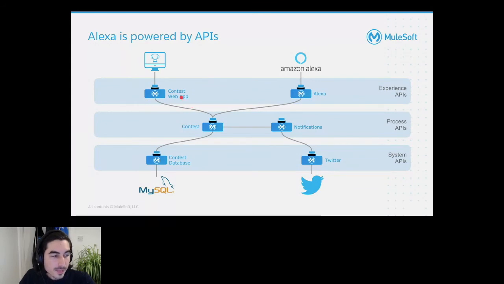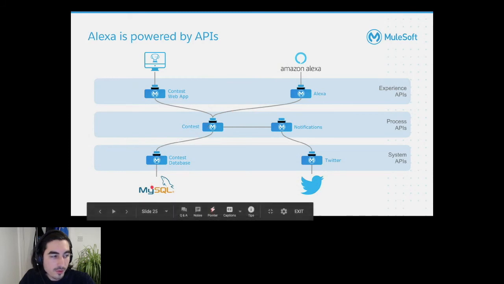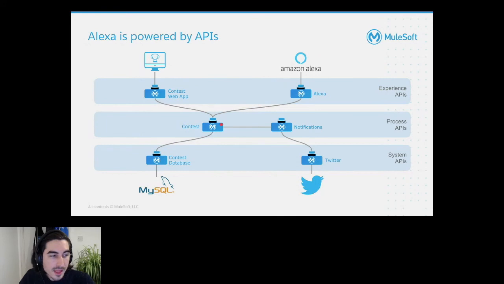Now, other details here. Once I go to Alexa, I will ask for the winner, and Alexa will go into the Experience API, into the Process API in contest, and retrieve the potential winners from the database. It will apply some logic here in the contest, and then it will select the 3 winners.